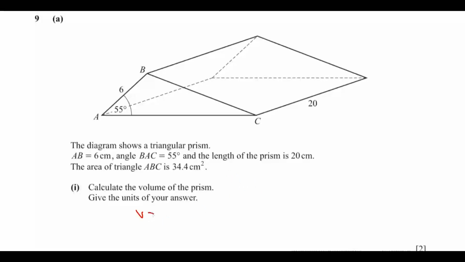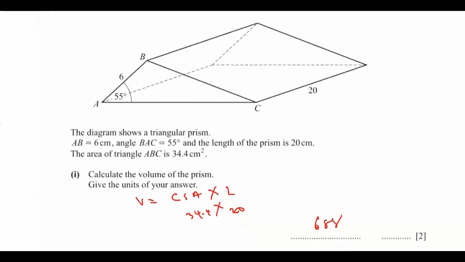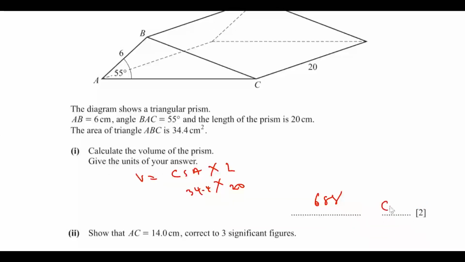Okay, so the volume of the prism will be the cross-section area multiplied by the length L. So in this case, we have the cross-section area, which is the area of the triangle ABC, to be 34.4. Okay, so 34.4 multiplied by the length, which is 20. So this will give us 688. Okay, so this will be 688, and the unit will be cubic centimeter, or centimeter cube. Okay, so that's the answer.